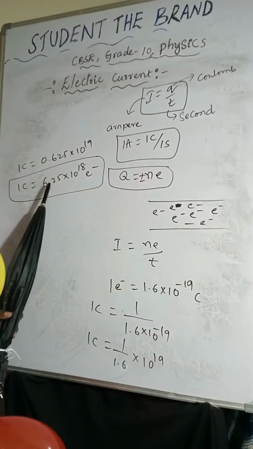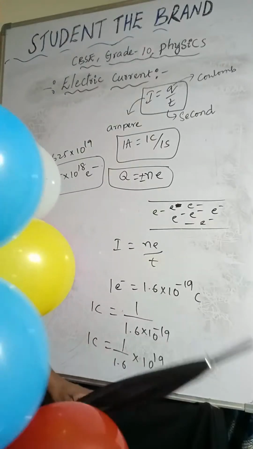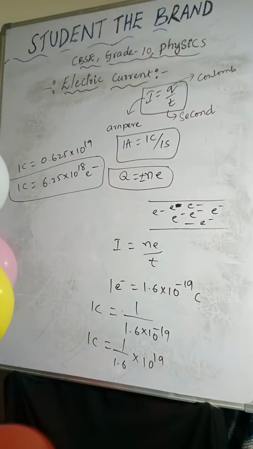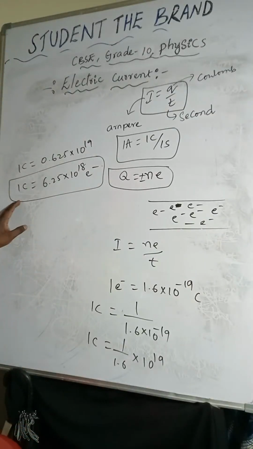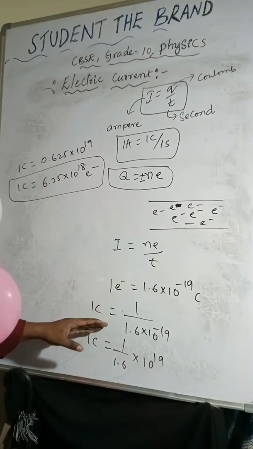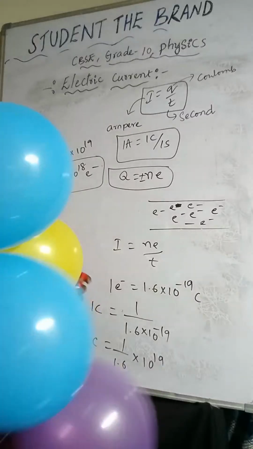So in 1 coulomb, 6.25 into 10 power 18 electrons are present. Okay, so this is about electric current, quantization of charge, and the value of 1 coulomb. In 1 coulomb, how many electrons are present? And in 1 electron, how much charge is present? Right? Yes.